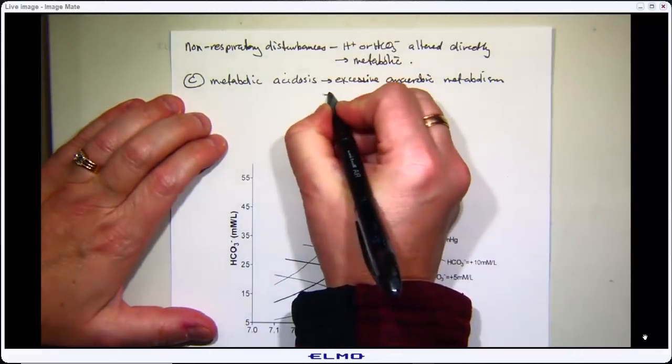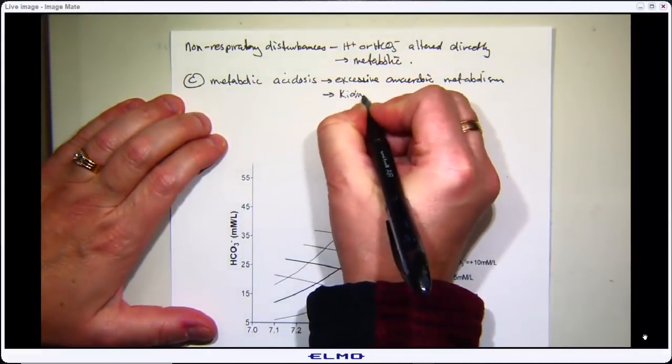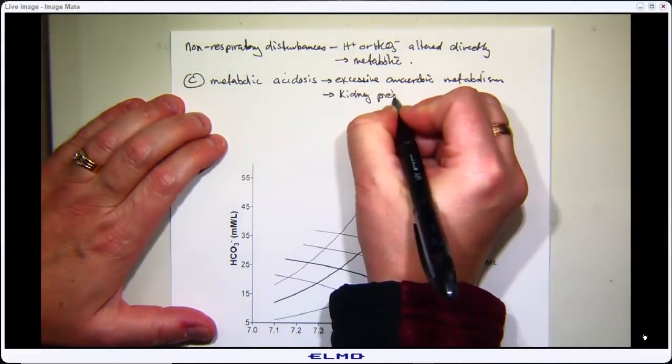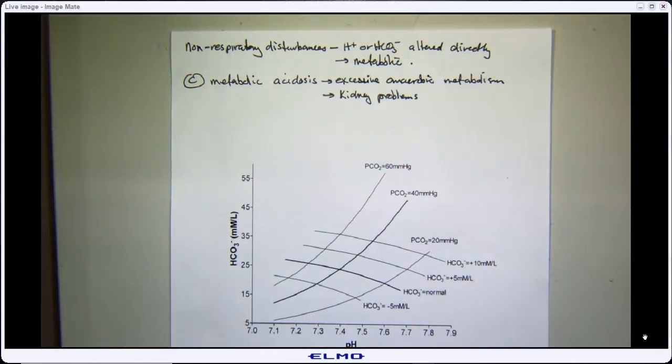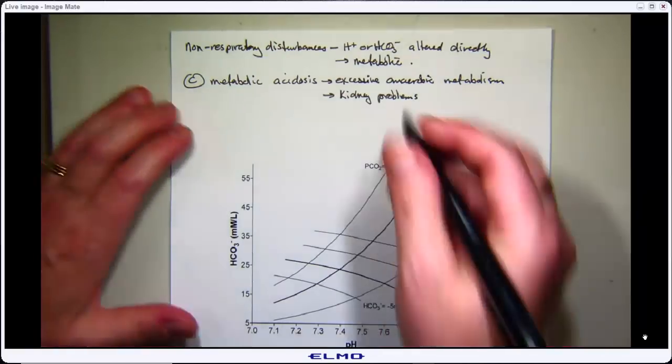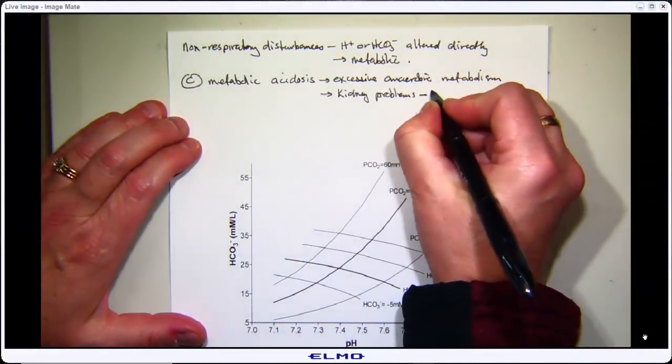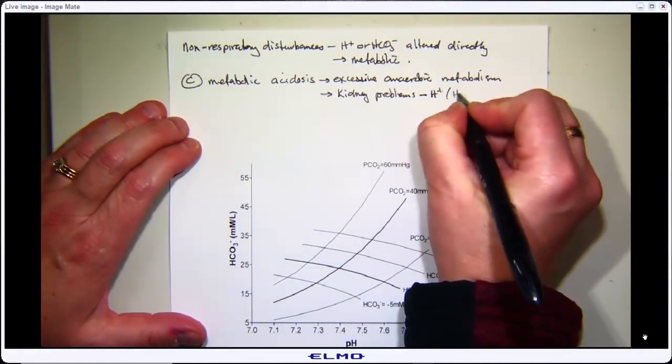You can have kidney problems. So at the level of the kidney, you've got either a hydrogen ion or a bicarb excretion problem. Okay, so maybe something going on down there.